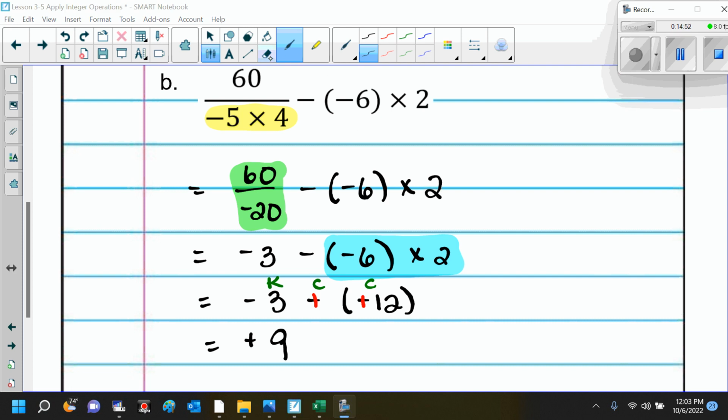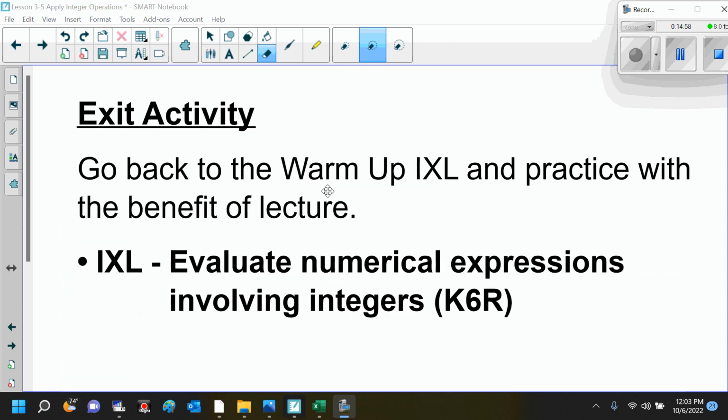Do I have to write this plus here? No, you don't need to write that plus there. So you just write that's the positive 9. So now you're going to go back to your IXL that we started for our warm-up, and you're going to evaluate numerical expressions now that you have the benefit of lecture.